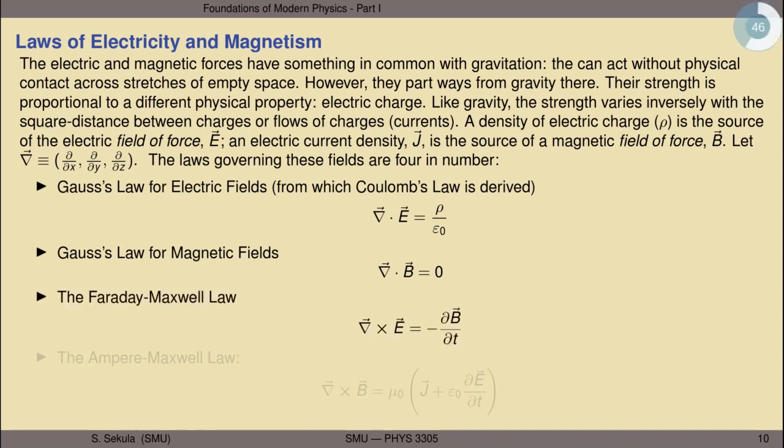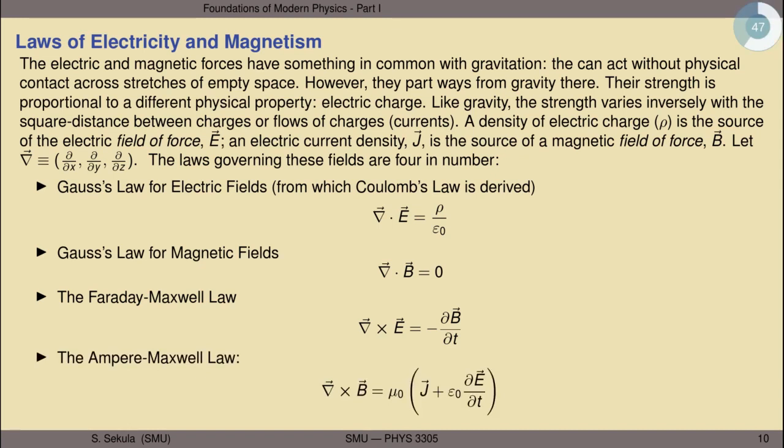Then there's the Faraday-Maxwell law. The Faraday-Maxwell law tells me that if I have a time-changing magnetic field, this can generate an electric field. Now, I have a different vector operation on the left-hand side. I have this nabla symbol, the vector, cross product with the electric field, which returns a vector. And indeed, I have a vector on the right-hand side as well. The time derivative of a vector field is also a vector.